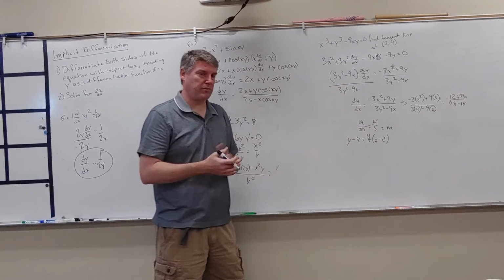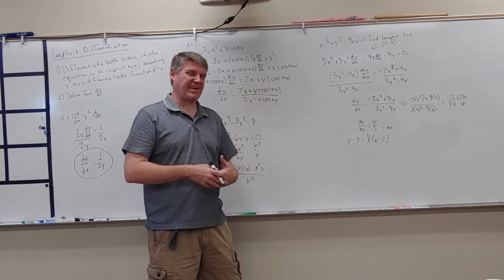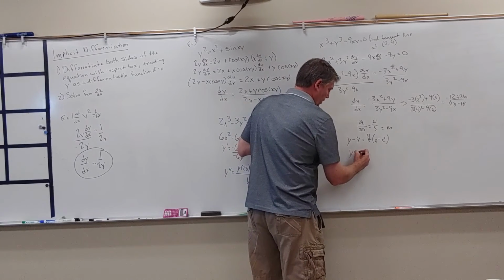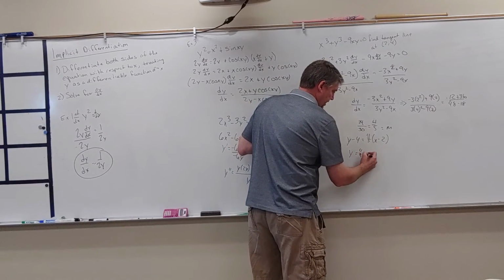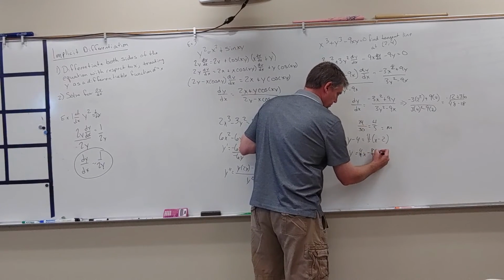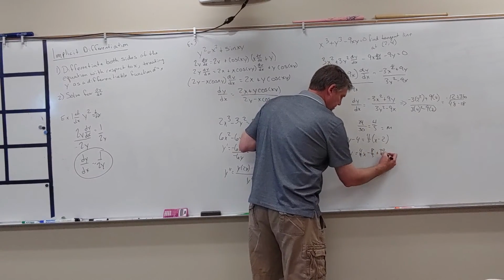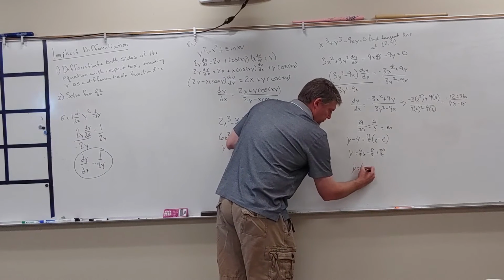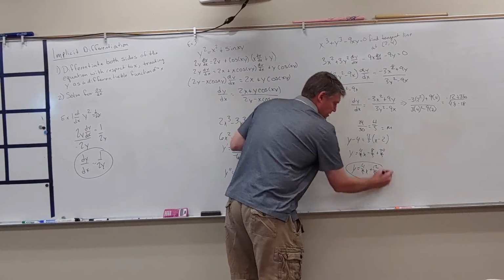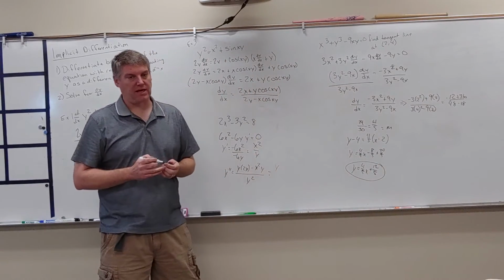That's in point-slope form. I can leave it like that. If I wanted y equals mx plus b, I could solve this. y equals 4/5 x minus 8/5 plus 20/5, which gives me y equals 4/5 x plus 12/5. There's the equation of my tangent line.